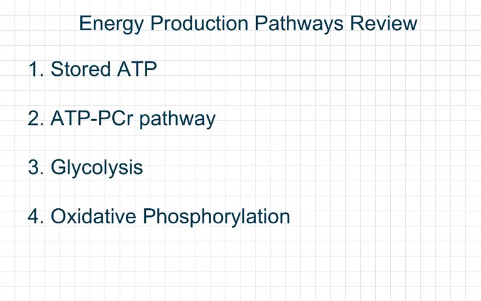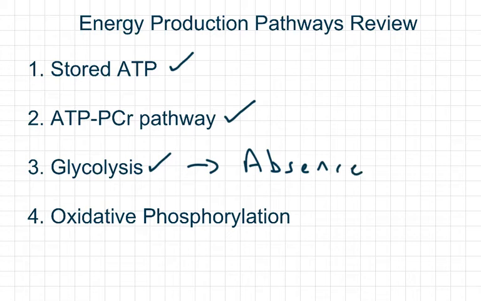Over the past few videos, we've discussed how the body has stored ATP. It can create ATP through the phosphocreatine pathway, and then we can also create ATP via glycolysis in the absence of O2, or oxygen.